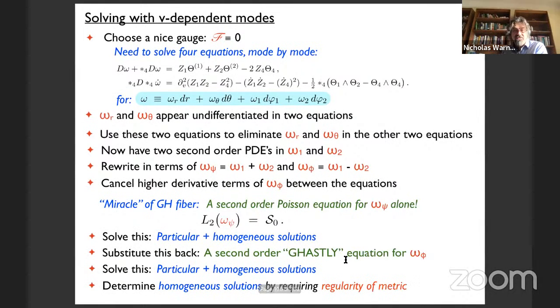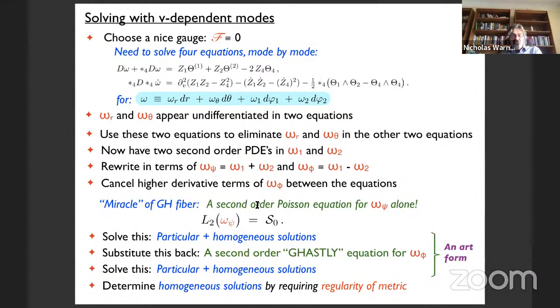And the last step of this is you're always going to be choosing the homogeneous solutions by requiring regularity of the metric, which usually means regularity of all these omegas. You don't want them blowing up somewhere. So the homogeneous solutions uniformly in this game are fixed by regularity. And that means the omegas, the angular momentum vector of regularity. Now, this part of the game is something of an art form.